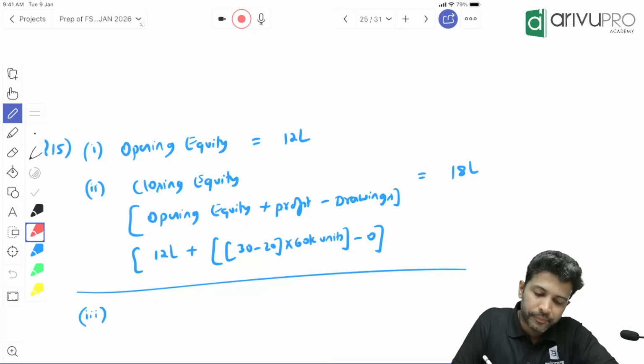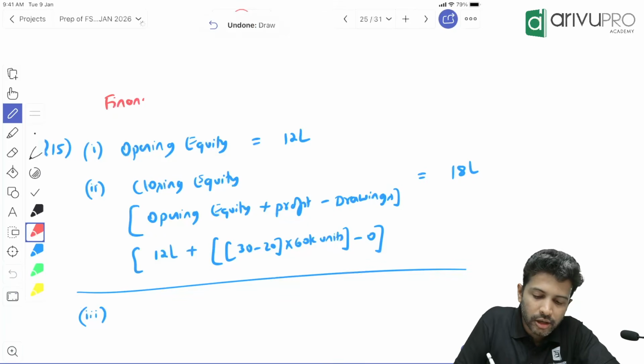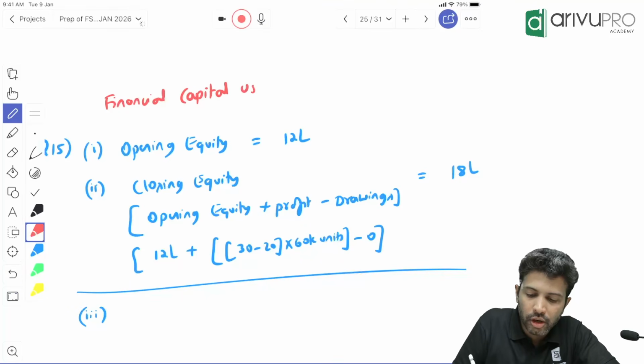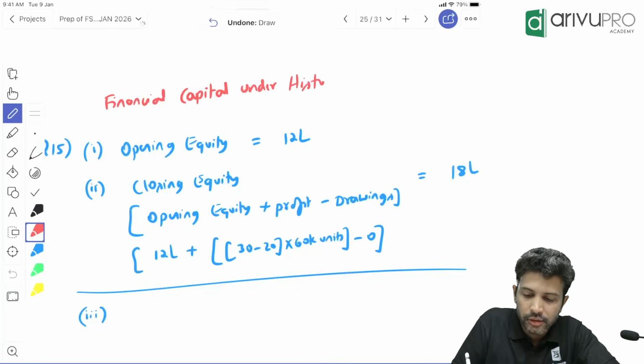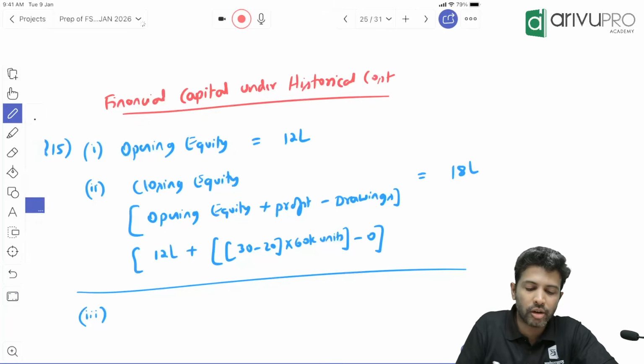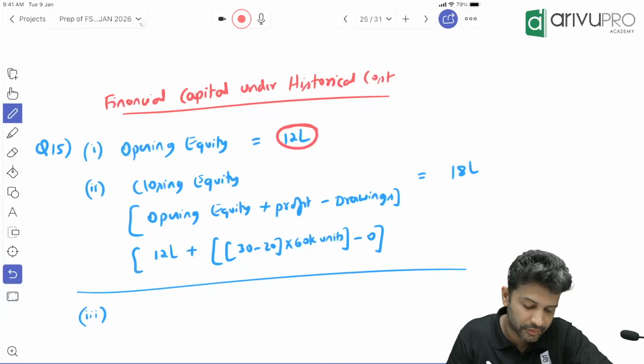That we will write it as a heading. Financial capital under historical cost method. In historical cost method, what they say is, if your opening capital, listen everybody for a minute.